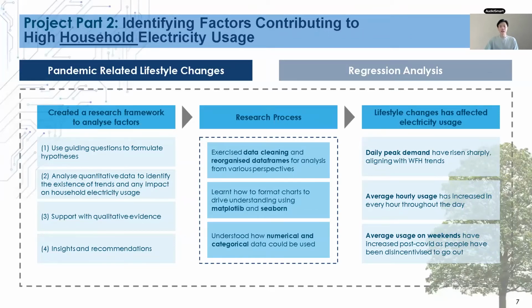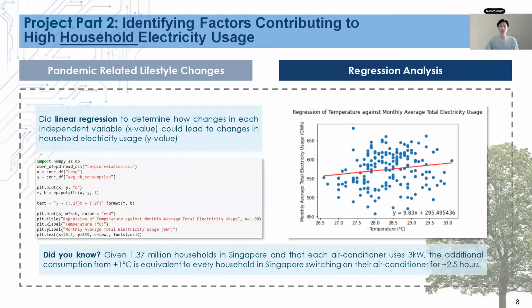We concluded that pandemic-related lifestyle changes have indeed affected electricity usage, as seen by the rise in daily peak demand, average usage throughout the day, and average usage on weekends. I also conducted linear regressions to determine how changes in each independent variable, like the daily new COVID cases, daily temperature, and household income, could affect changes in household electricity usage. These offered new perspectives, like how the additional consumption from a 1 degree increase in temperature is equivalent to every single household in Singapore owning their aircon for 2.5 hours more.